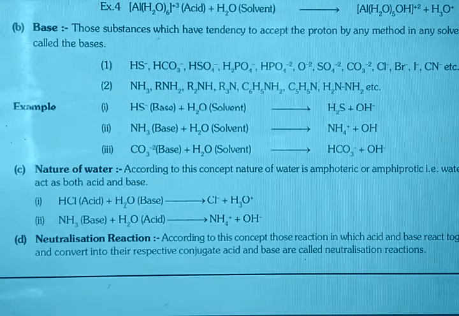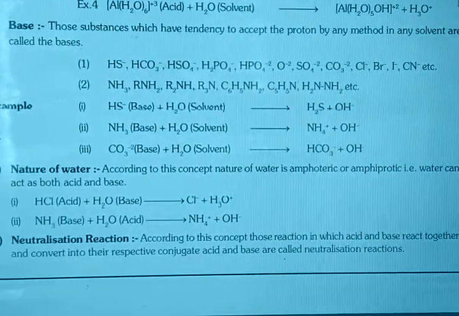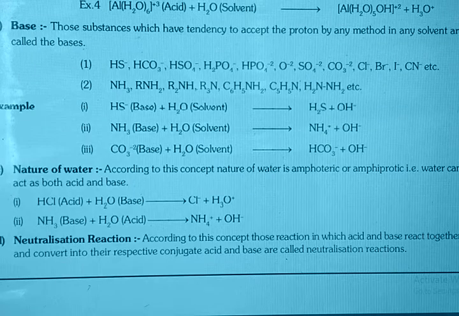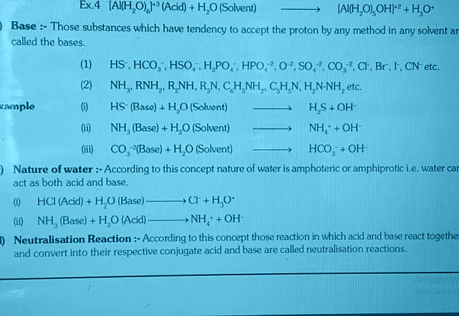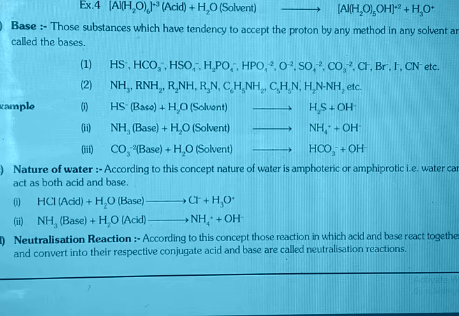Examples, as you can see: HS minus, HCO3 minus, HSO4 minus, H2PO4 minus, HPO4 2 minus, O2 minus, SO4 2 minus, CO3 2 minus, Cl minus, Br minus, I minus, cyanide minus, etc. Just remember, HS minus will accept a proton and it will become H2S, hydrogen sulfide. So a chemical species which has a tendency to accept proton by any method in any solvent is called base, according to Lowry and Bronsted.